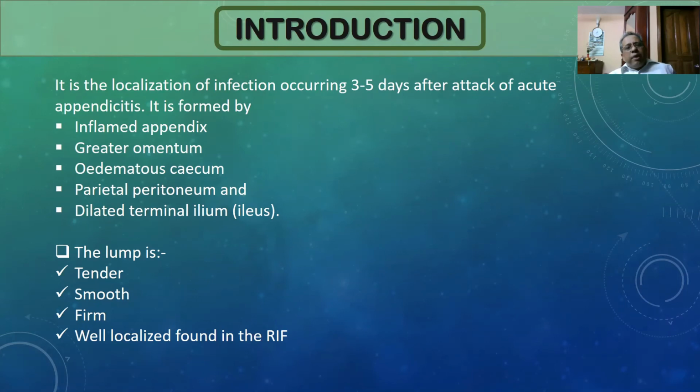So how do we diagnose an appendicular lump? That means a lump located in the right iliac fossa. The lump is tender, with a smooth surface, firm in consistency. You can easily delineate the outline of the lump, well localized, found in the right iliac fossa. There is a previous history of pain followed by lump formation in the right lower abdomen, which can be delineated by examination as tender, smooth, firm, well-localized. The most likely diagnosis is appendicular lump.